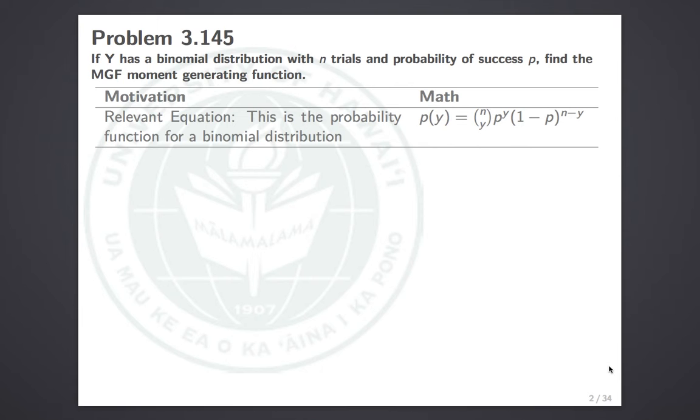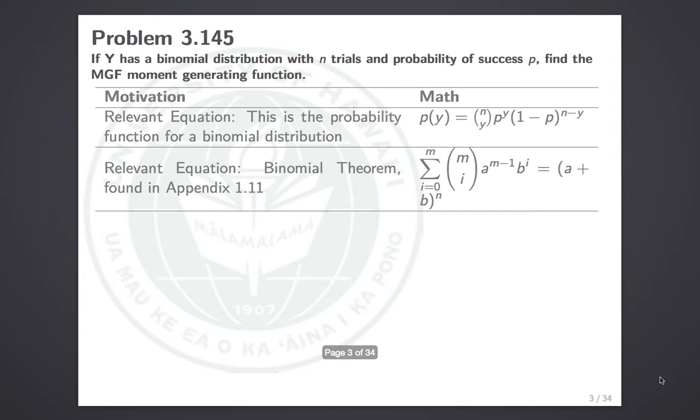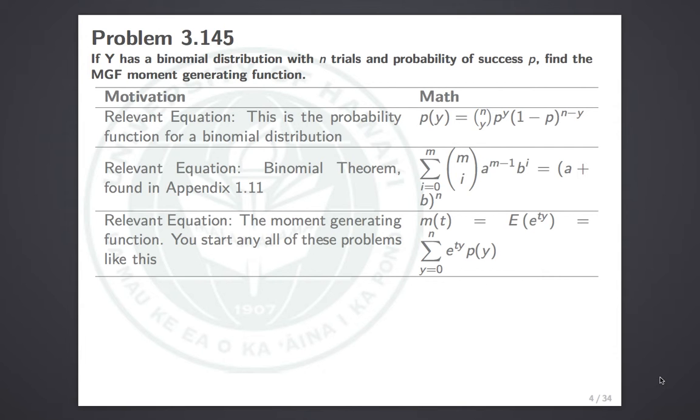So, problem 3.145. If y has a binomial distribution with n trials and probability of success p, find the MGF, the moment generating function. Let's do it. Some relevant equations that I want to write down to start off with are the probability function for a binomial distribution, the binomial theorem that I found in Appendix 111, and also the moment generating function.